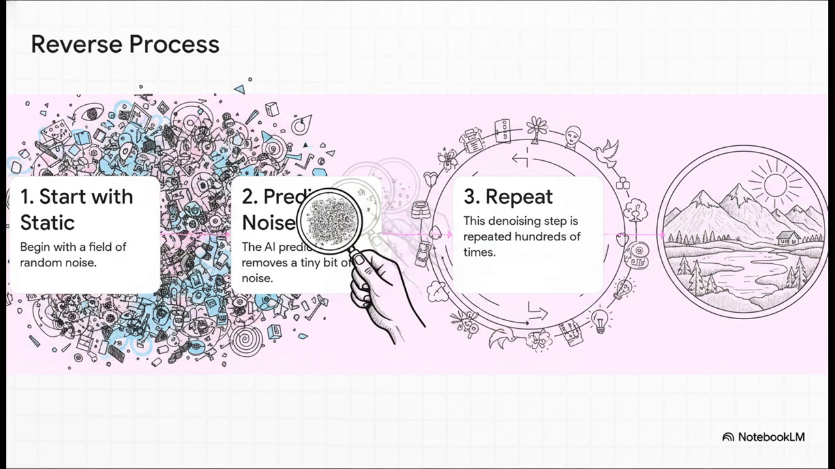And this is where the magic happens. Now you give the AI a screen full of completely random static, and you ask it to do the exact opposite. Predict what a tiny bit of that noise is, and remove it. It repeats the step over and over, and with each little bit of noise it removes, a coherent image slowly starts to emerge from the chaos. It's kind of like watching a sculptor carve a masterpiece out of a block of marble.